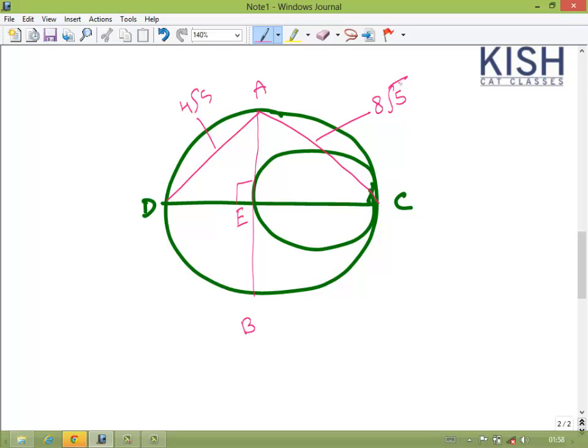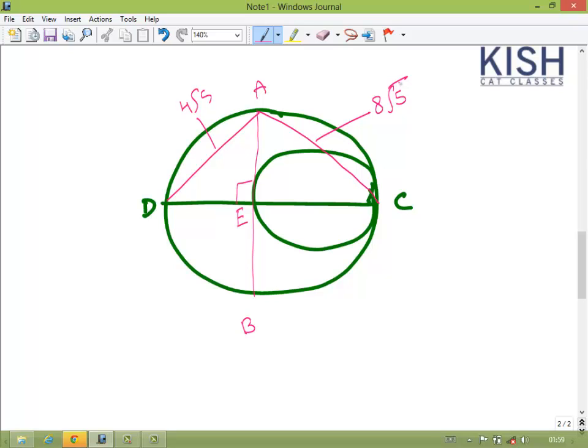Yes, how will you find it now? And how will you find EC? One is given as 4 root 5, the other one is given as 8 root 5. What is CD? CD is the diameter. Do you remember? CD you can take as a segment.